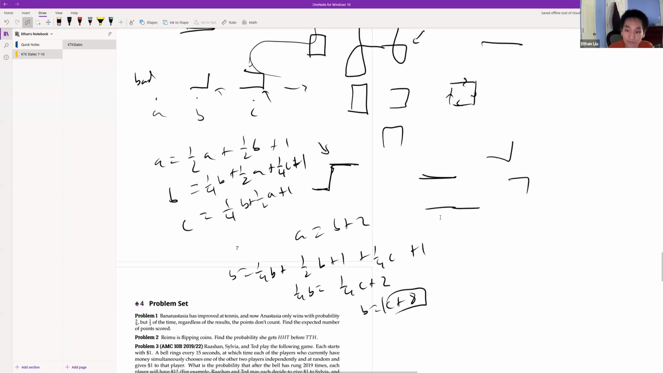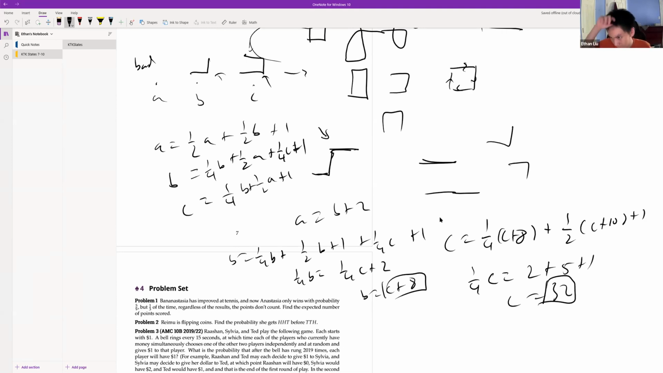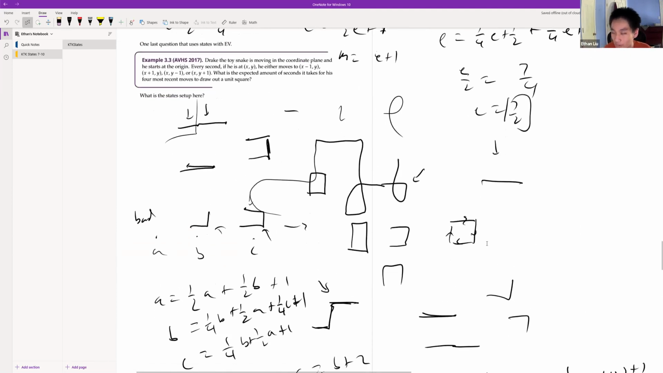Finally, when we do this, then we have C equals 1/4 C plus 8 plus 1/2 C plus 10 plus 1, a lot. And so we get 1/4 C equals 2 plus 5 plus 1. And so C equals 32. That makes sense. That seems right. 32 is a reasonably long number. It is about 1/24, which is sort of what you expect to get. It's about 24. Yeah, there's that.